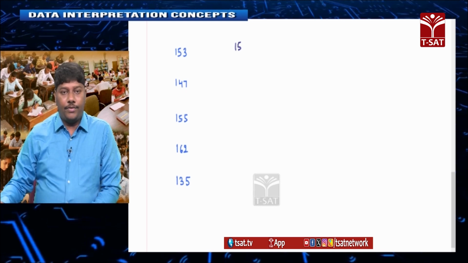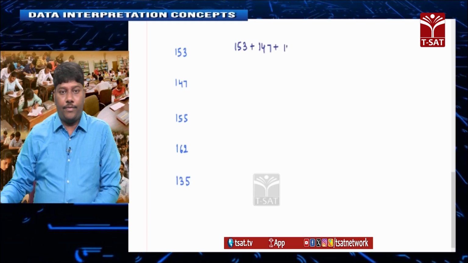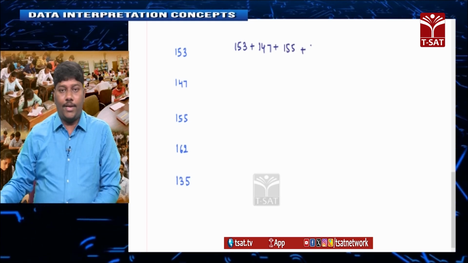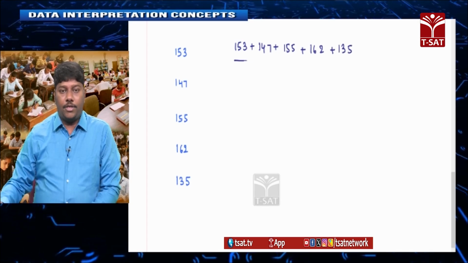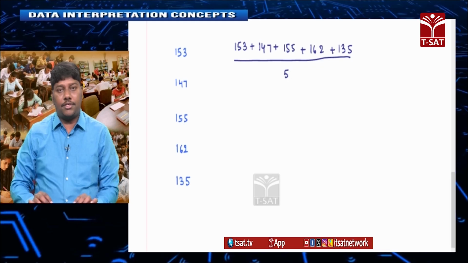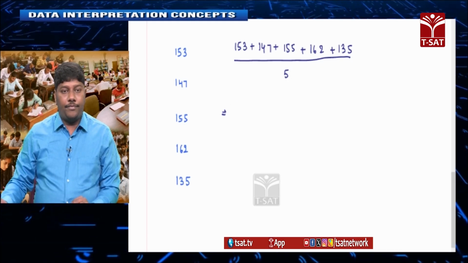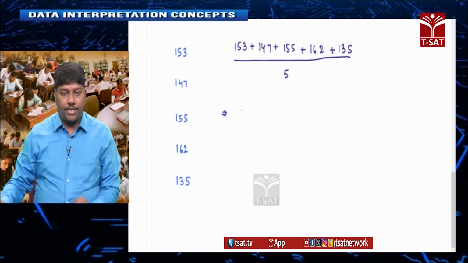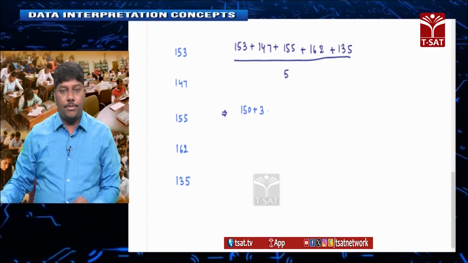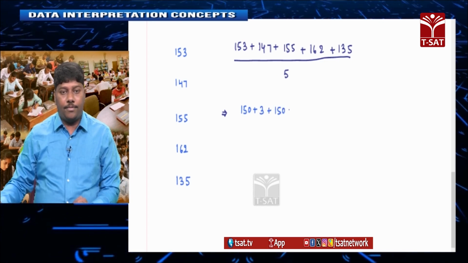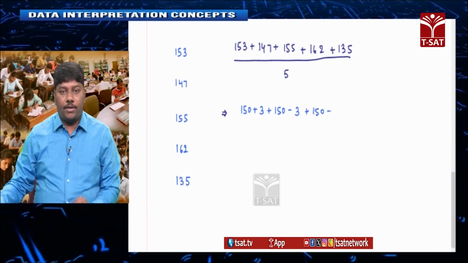I will write it as 153 plus 147 plus 155 plus 162 plus 135 divided by what? 5. Because we know the average of certain observations is equal to the sum of observations divided by the number of observations. Now, I am choosing my average as 150. Therefore, I can write each observation as, first observation as 150 plus 3. Second observation I can write as 150 minus 3. You understand the deviations? So, deviations come from this value plus 5.